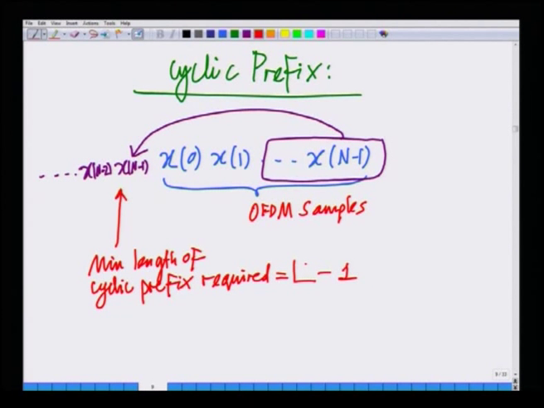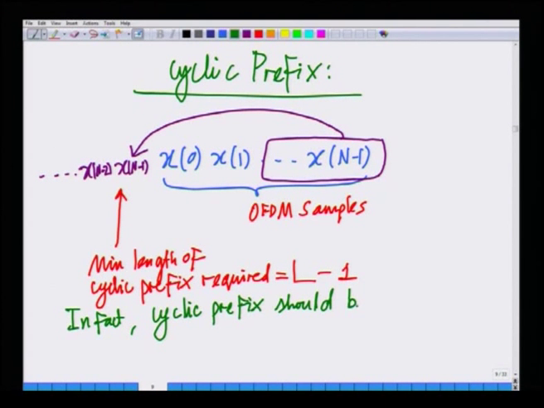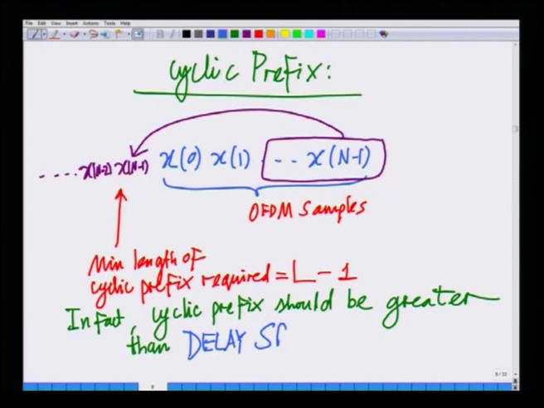This is related to the delay spread of this channel. In fact, the cyclic prefix should be, ideally, greater than the delay spread of the channel. I want to emphasize this.